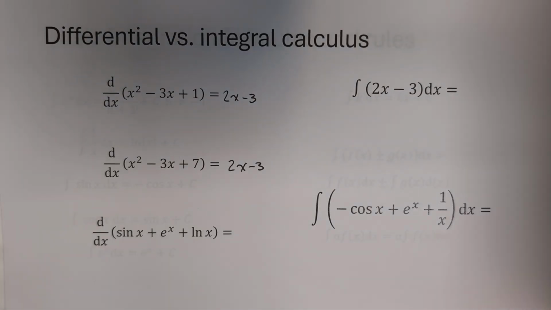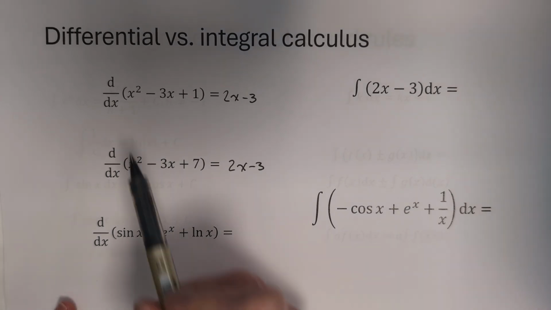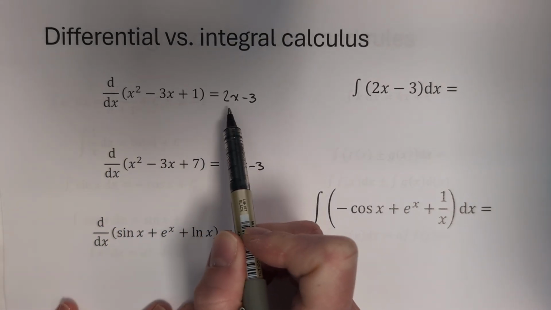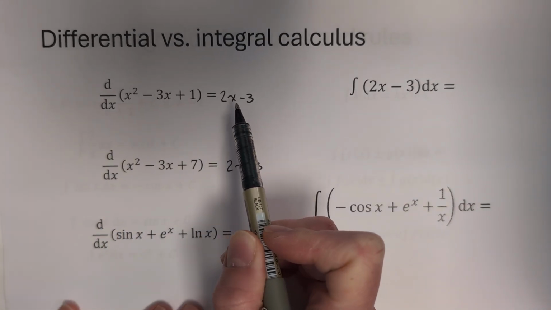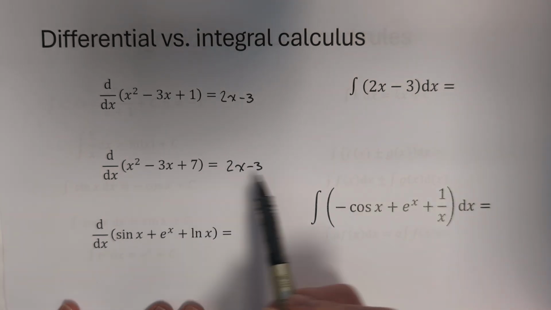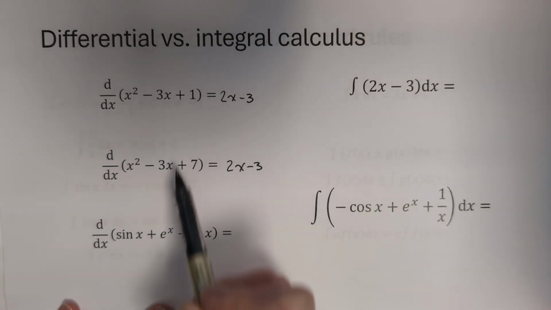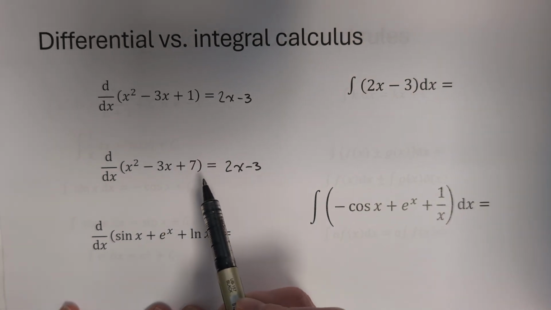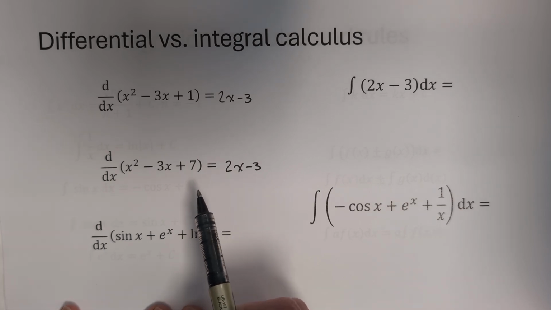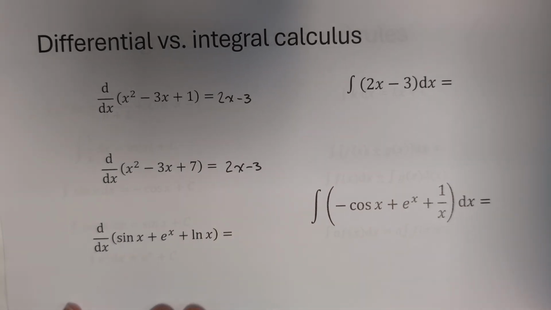Remember taking derivatives, you guys got quite good at this. Taking the derivative of this expression here gave us 2x minus 3. The same here, 2x minus 3. The derivative of both of these would have been the same, which will tell us something special about integrals that we have to be careful with when we're working with indefinite integrals.